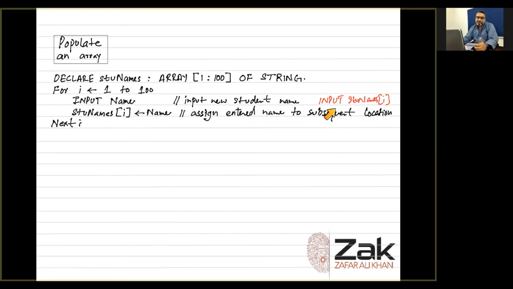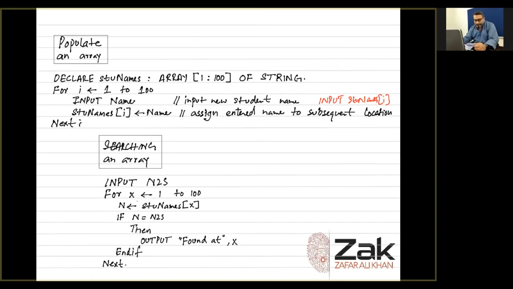But sometimes, especially in O levels and AS level, I see that marks for input and assignment are being assigned in the marking scheme. So it is a good idea to take input in a separate variable and then assign that variable to the subsequent array location.